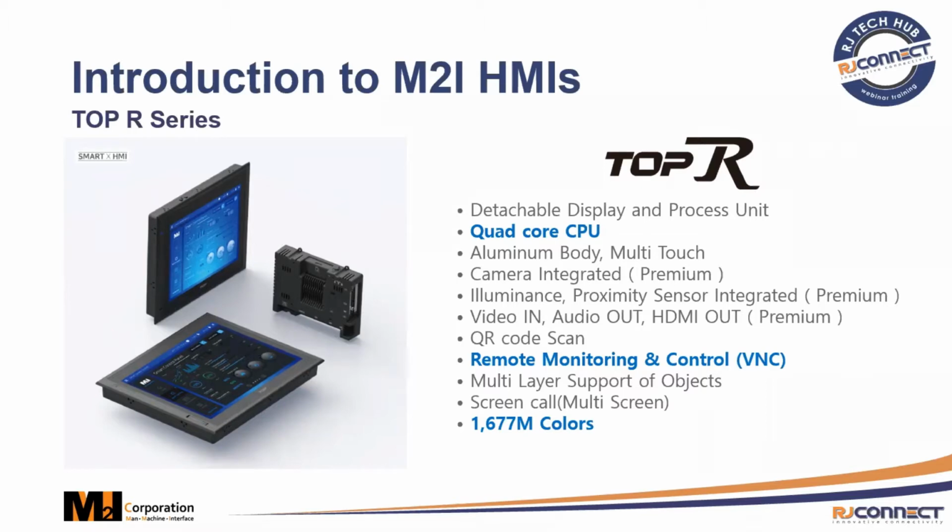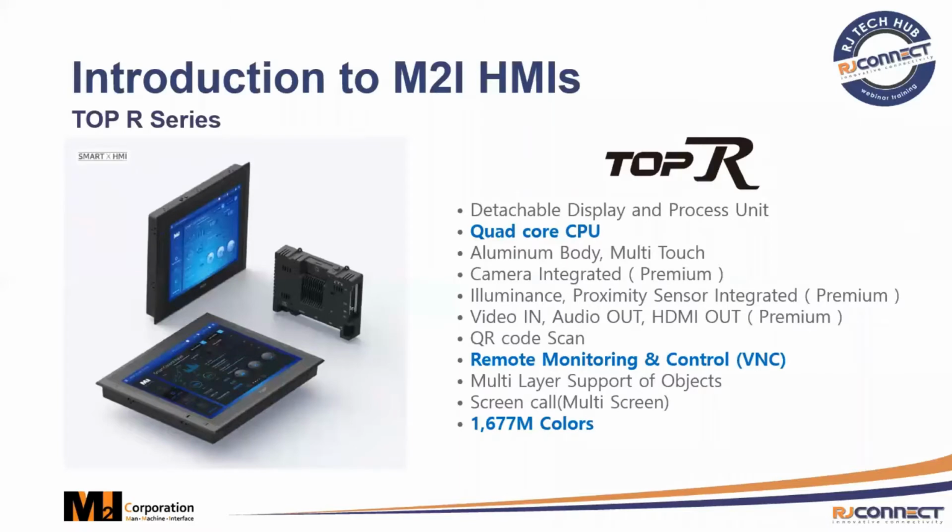With the premium models, you get an integrated camera, and I'll show you some features that can be incorporated with that camera as well. Proximity sensors for dimming the display when no one is around or no one is operating the display. Video input for if you want to incorporate a camera system into your HMI. Audio output for audible alarms or playing a sound. And then also HDMI output to take your HMI display and display it onto a large format display.